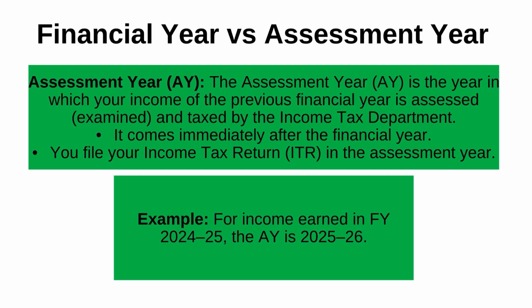It comes immediately after the financial year. As I told you, if the financial year is 2024-25, then the assessment year will be 2025-26. You file your income tax return in the assessment year. This is the basic difference between the financial year and assessment year.